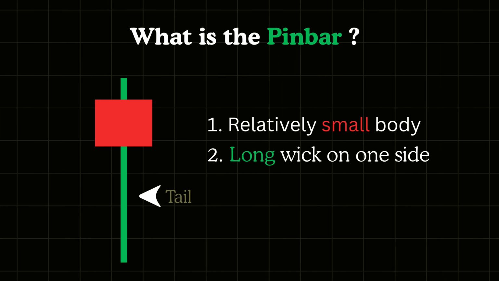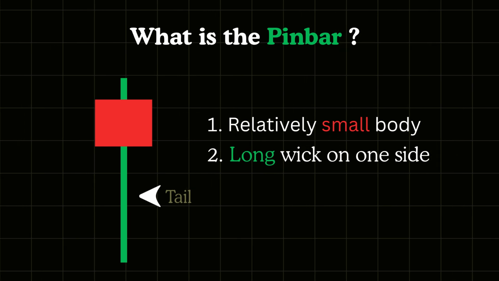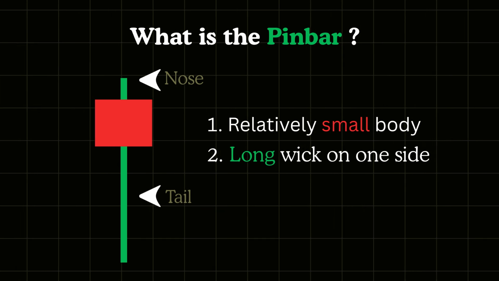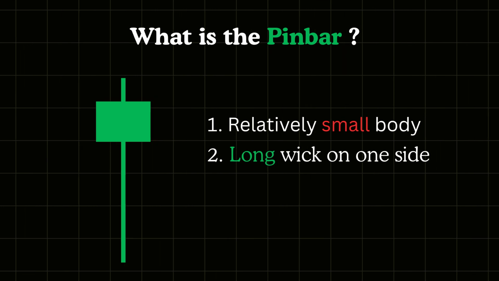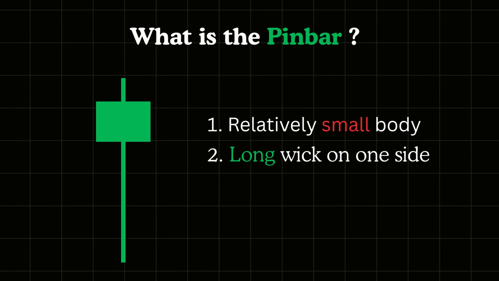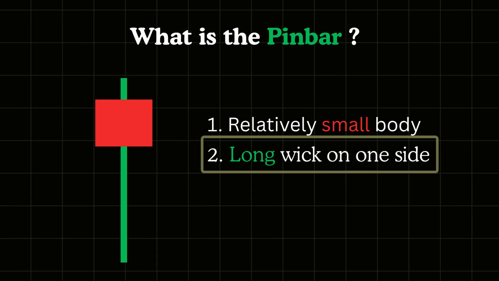In some versions of the pin bar, you might also spot a shorter wick on the opposite end, which is often labeled the nose of the pin bar. However, there are also valid pin bars that don't include a nose at all, and that's completely acceptable. So once again, the two main characteristics that define a valid pin bar are 1. A relatively small body, and 2. A long wick extending from a single direction.